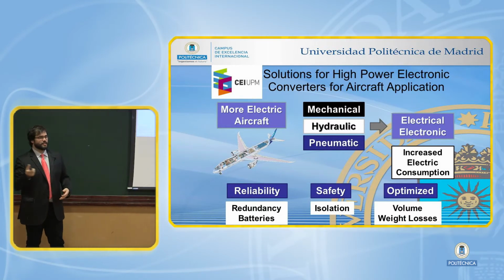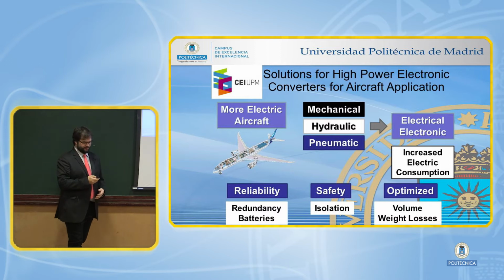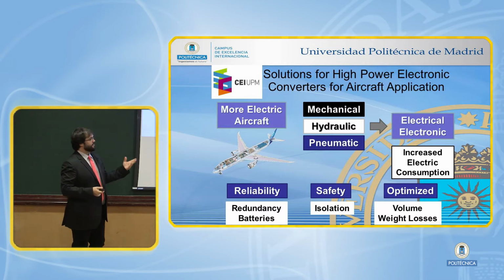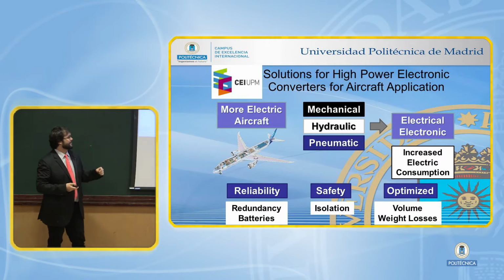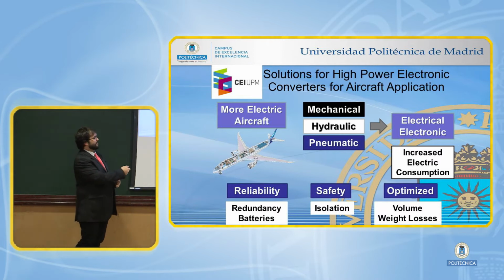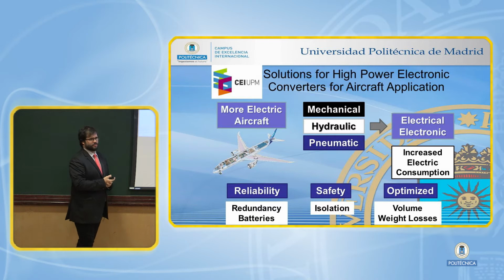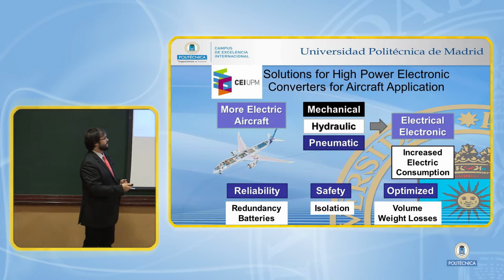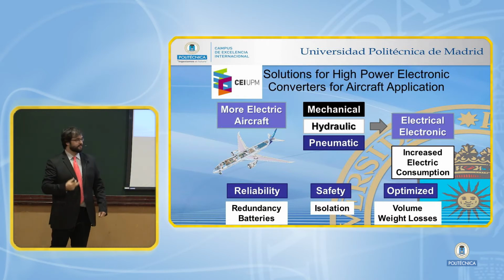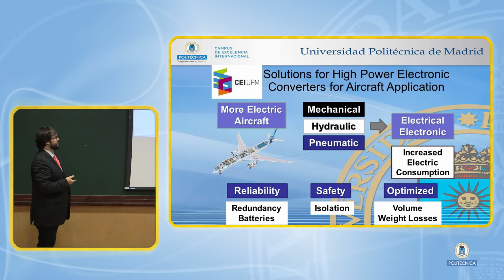So this thesis is related with the topic of the more electrical aircraft, which is a tendency in modern aircraft to substitute mechanical, hydraulic and pneumatic systems by their electrical and electronic equivalent, which in principle are more efficient and less bulky, and they should lead to an increased efficiency of the airplane. The problem with this is that the electric consumption of the airplane then is going to increase, so we need new solutions for the converters.